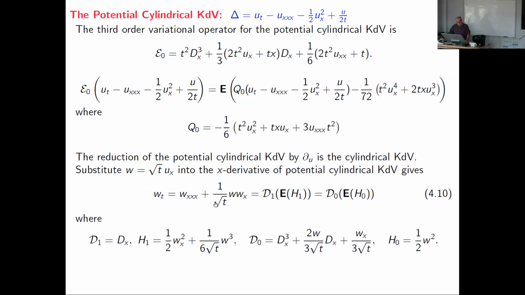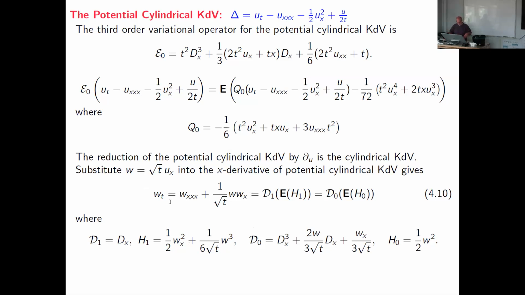This is a form of the cylindrical KdV, maybe not in standard variables, but it quotients down into a Hamiltonian system for two differential operators given right here. And here are the corresponding Hamiltonians for the cylindrical KdV. So here's the cylindrical KdV.